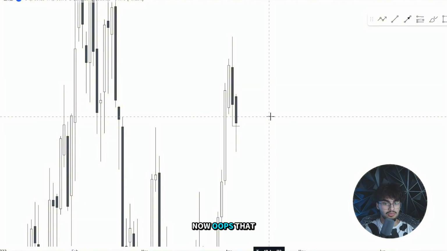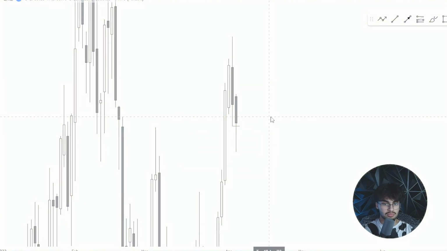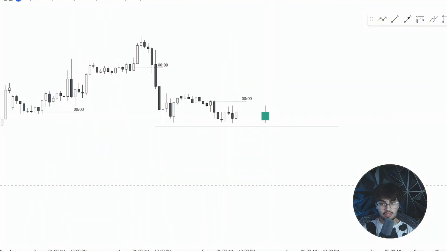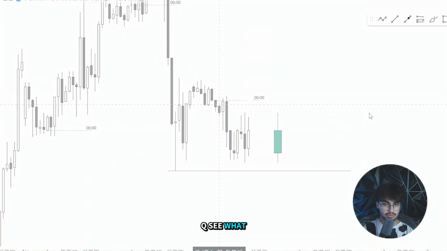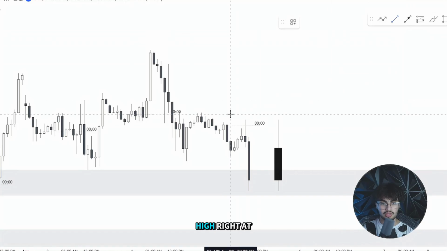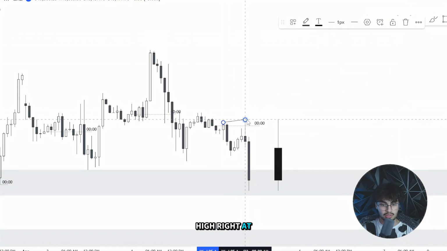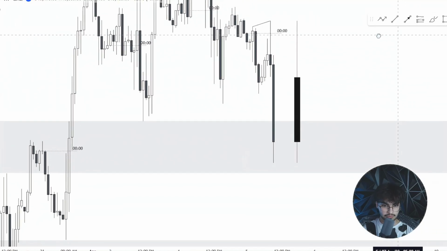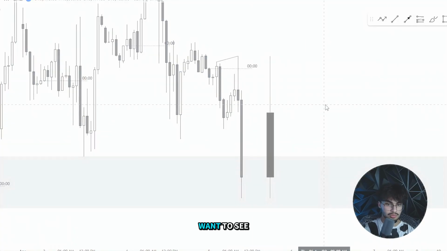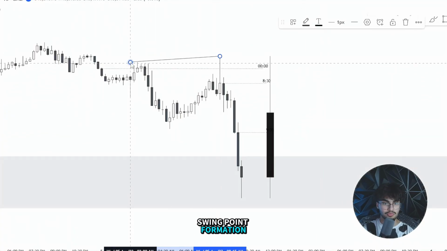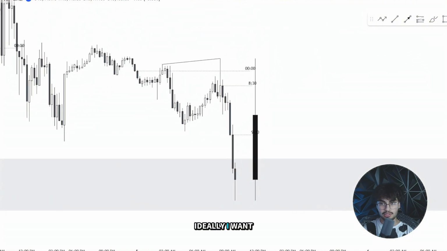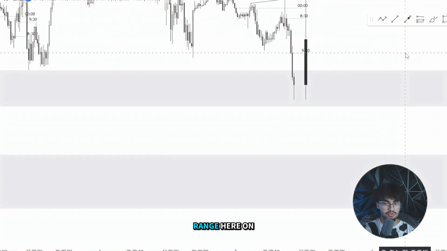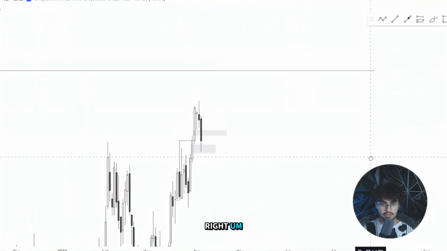No, oops, that we kind of sweep out. So let's check NQ, see what price wants to do. We have an SMT with this high at 8 a.m. Now, I just want to see what price does. We have that swing point formation at 8 a.m. We might want to continue lower than continue higher. Ideally, I want to see the 50% of this range here on NQ.